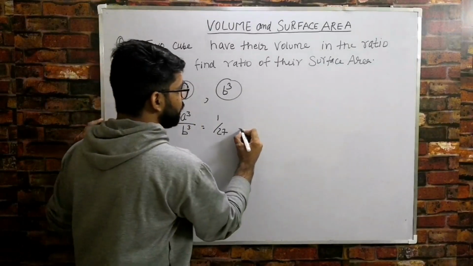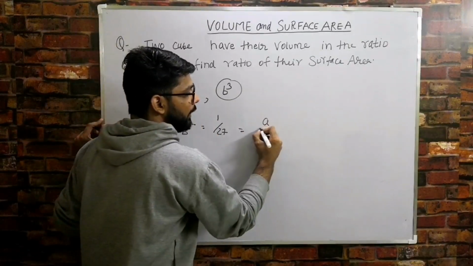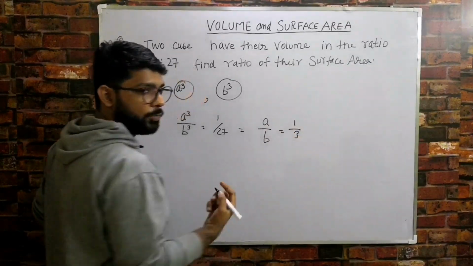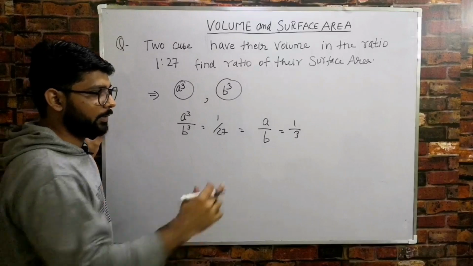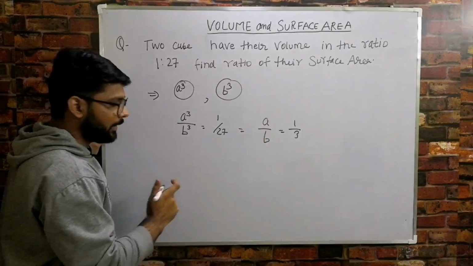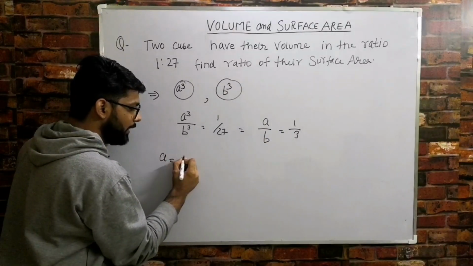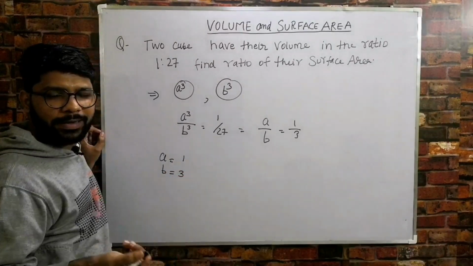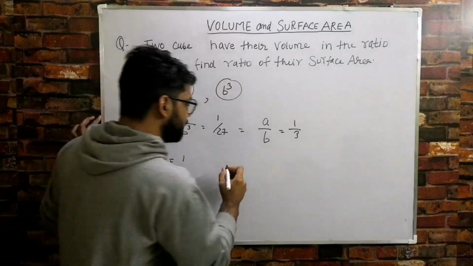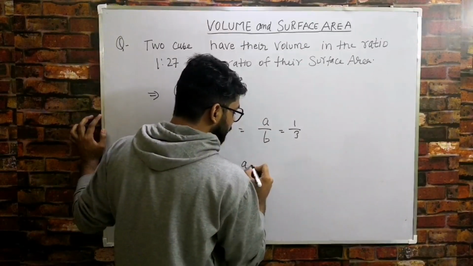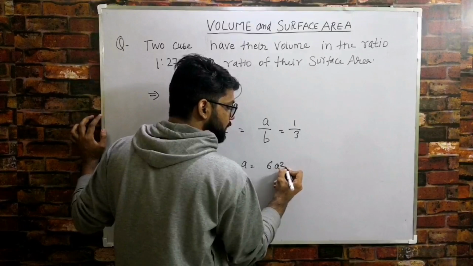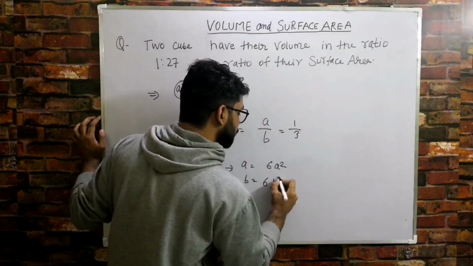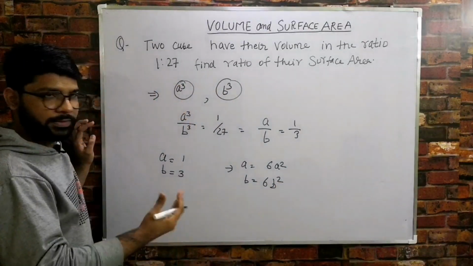So we can write the value of a and b from here, a by b is equal to 1/3, because 1 cube is equal to 1 and 3 cube is equal to 27. So a by b ka value humare paas 1/3 aa gaya. So humare paas a ki value 1 aa gayi hai aur b ki value 3 aa gayi hai. Now we have to find out the surface area ratio nikalna. Means similarly the surface area of a is equal to 6a square. Similarly the surface area of b is equal to 6b square. So hamare paas surface area of a bhi hai, surface area of b bhi hai.